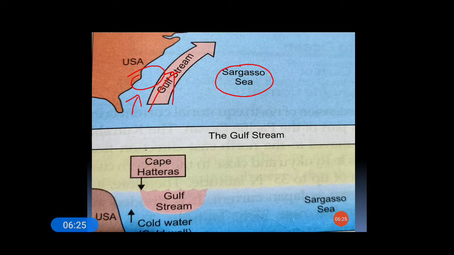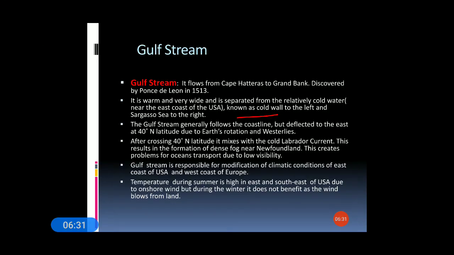Okay, coming to next. So the Gulf Stream generally follows the coastline, but deflects towards the east at 40-degree north latitude. This is due to the rotation and the westerly impact, or due to the westerly wind. Now, Gulf Stream generally flows towards the northern direction, but when it reaches up to 40-degree latitude, from there onwards it deflects towards the east. Okay, and this is because of rotation of the earth and the movement of the westerly wind.